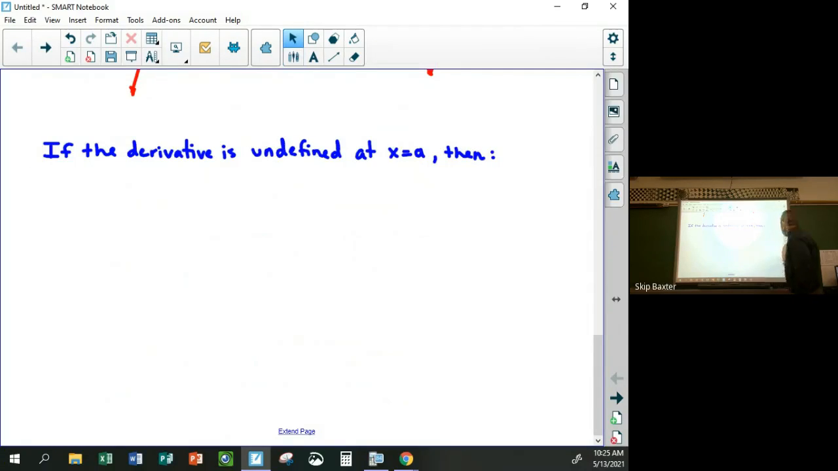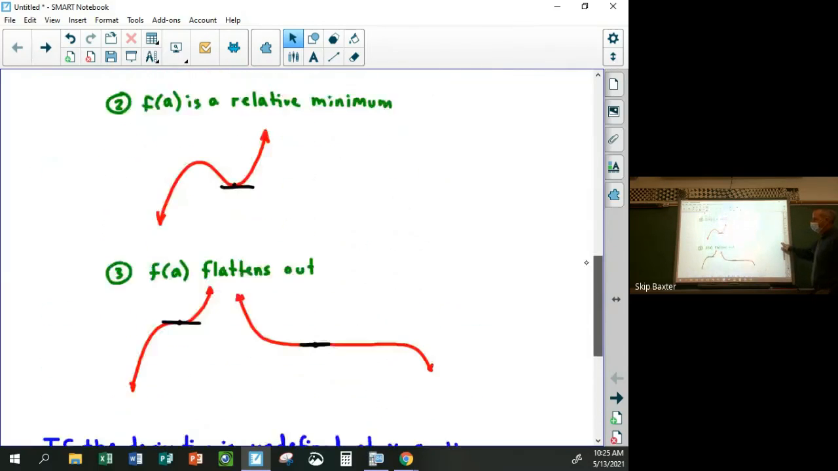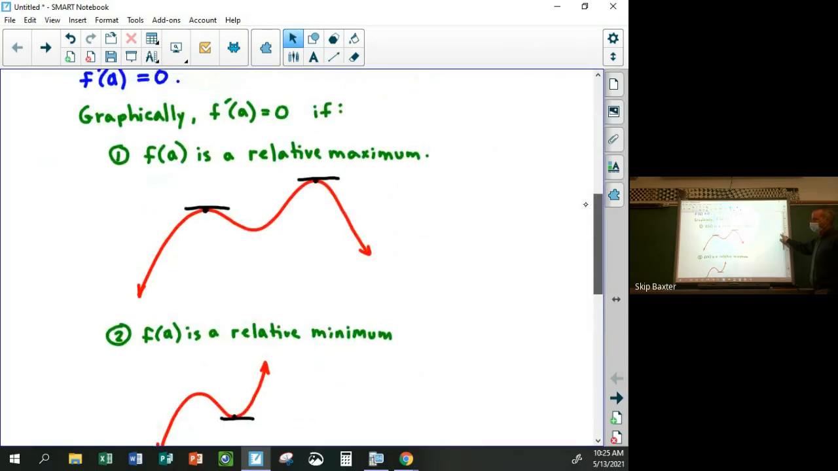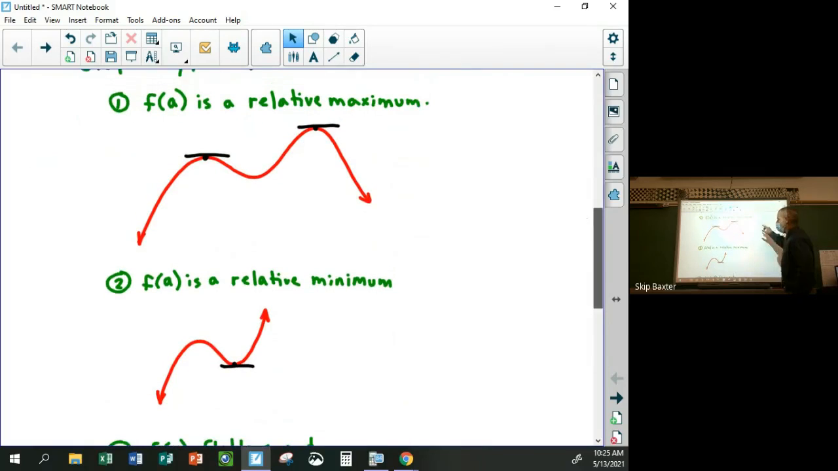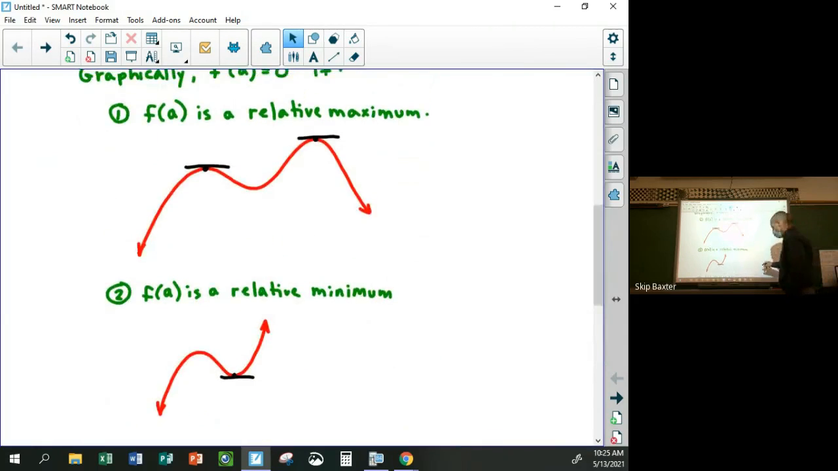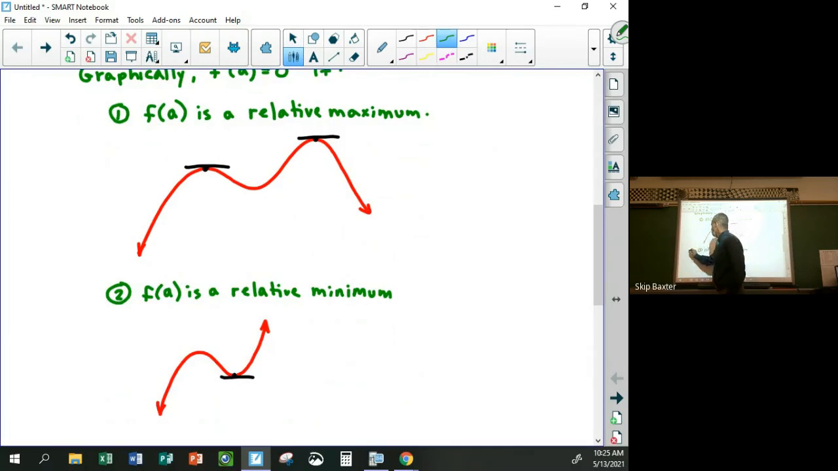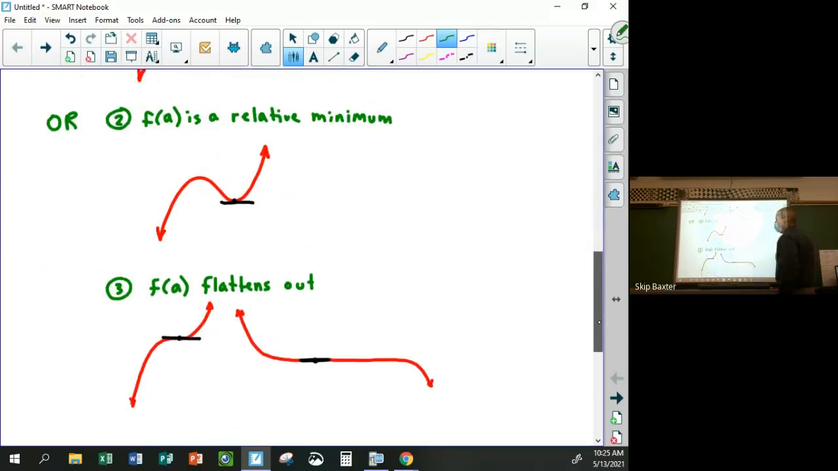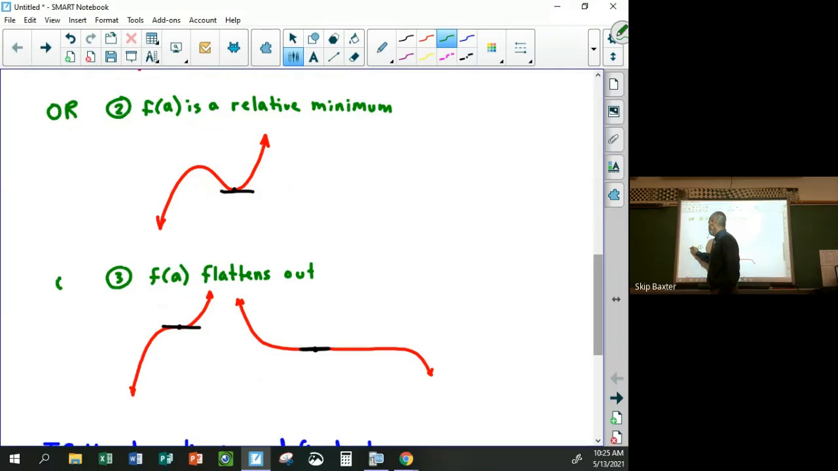and I just realized in my notes, we should make this really clear. It's this or this or this. It doesn't have to be all three of them. It kind of makes it look like I'm saying it's all three of them. So I just want to make sure this is really clear that it's a max or a min, or it could be some other flat spot. Okay.